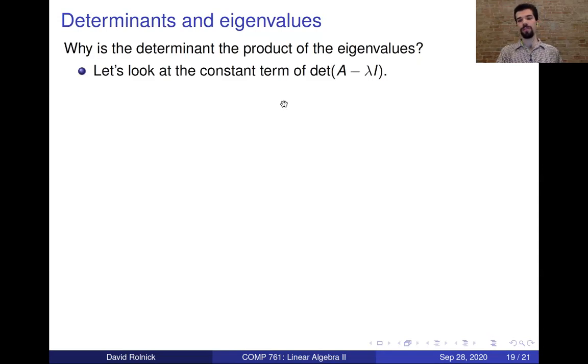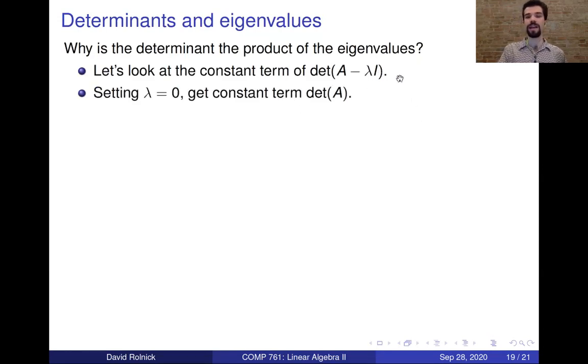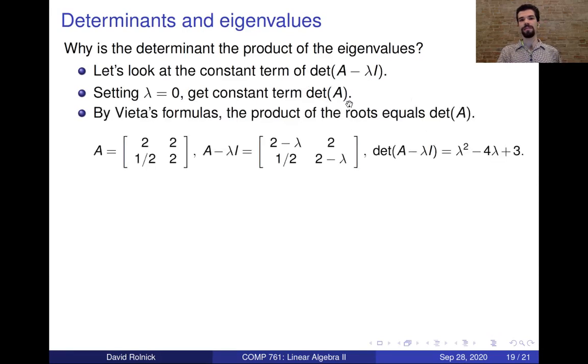And let's look at the constant term of the characteristic polynomial. We can get the constant term just by setting lambda equal to 0. So the constant term is just the determinant of A. So by Vieta's formulas, the product of the roots equals the determinant of A. And in this case, the roots are 3 and 1. The product is 3. The determinant is 2 times 2 minus 2 times 1/2. That's the formula for a 2 by 2 determinant, which is 3.